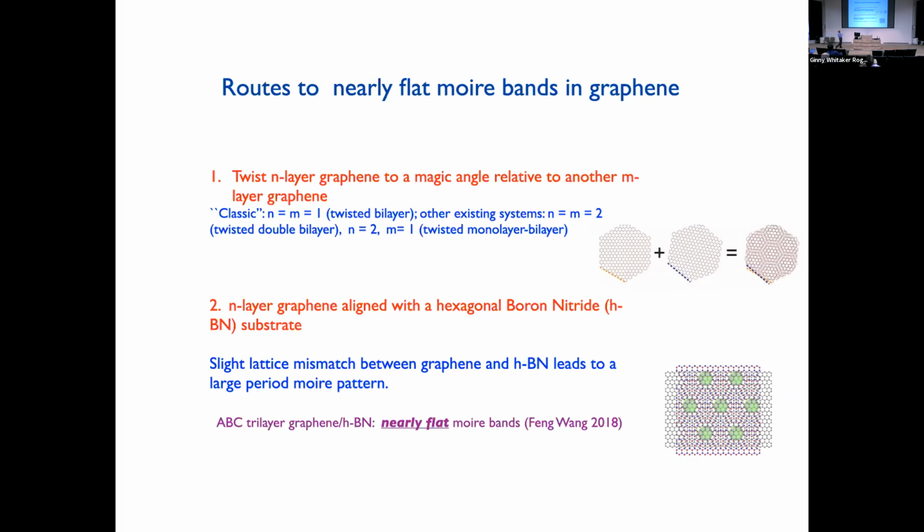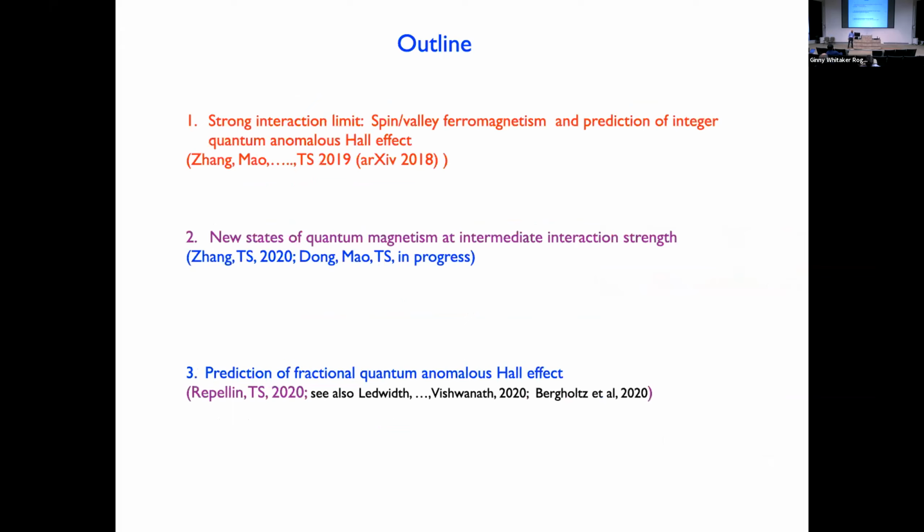A different route is to take n layers of graphene and align it with a boron nitride substrate. And there's a slight lattice mismatch between graphene and boron nitride that gives rise to a long period moire pattern. And that also leads to flat bands. And this is nicely demonstrated in ABC trilayer graphene on boron nitride by the group of Feng Wang at Berkeley.